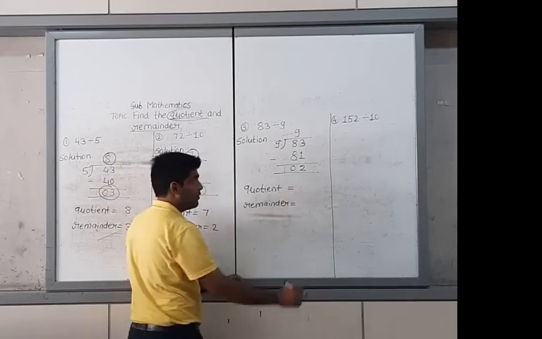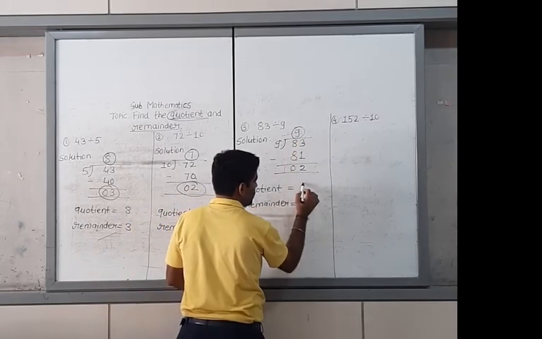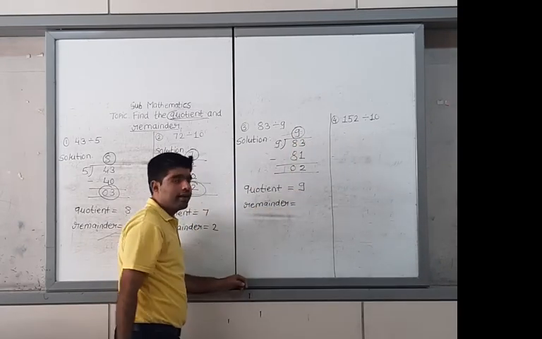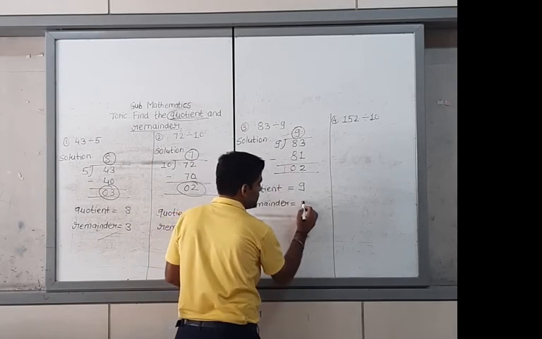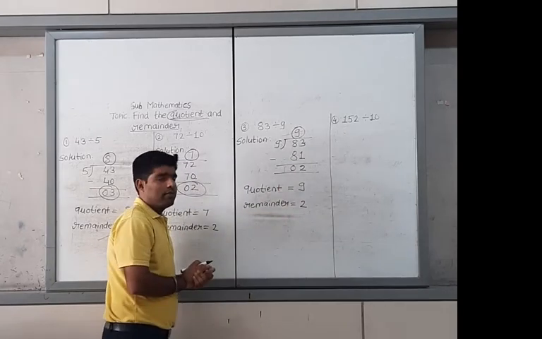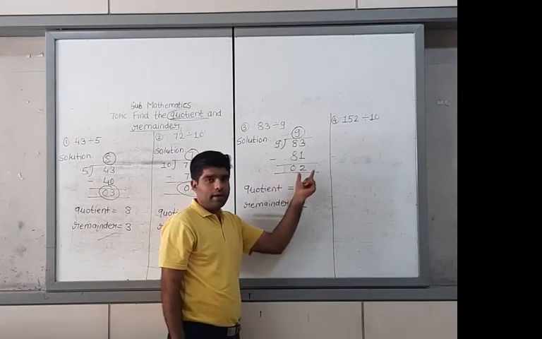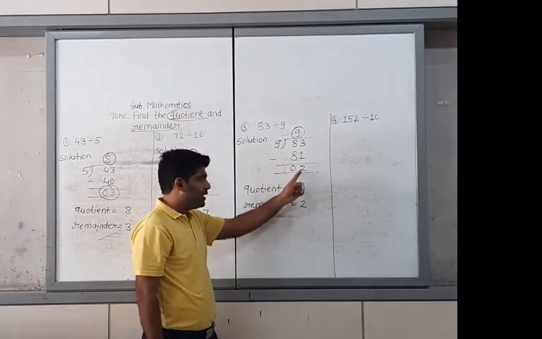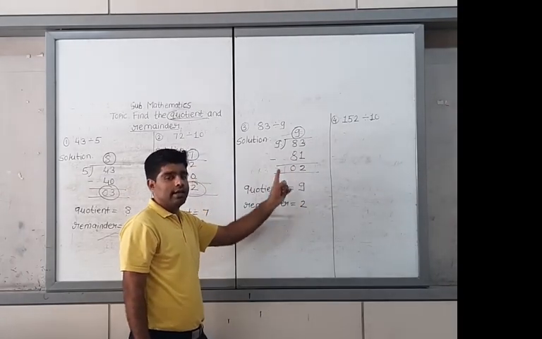First of all, we have to find the quotient. This is our 9. We have to write down the 9. And the remainder is 2, because 2 is the number left after the division. The number that is left over is called the remainder.